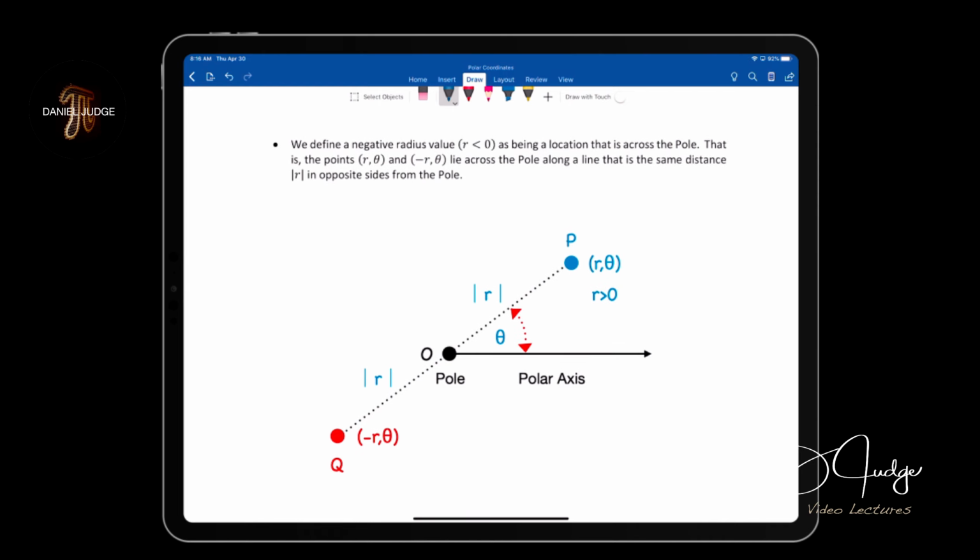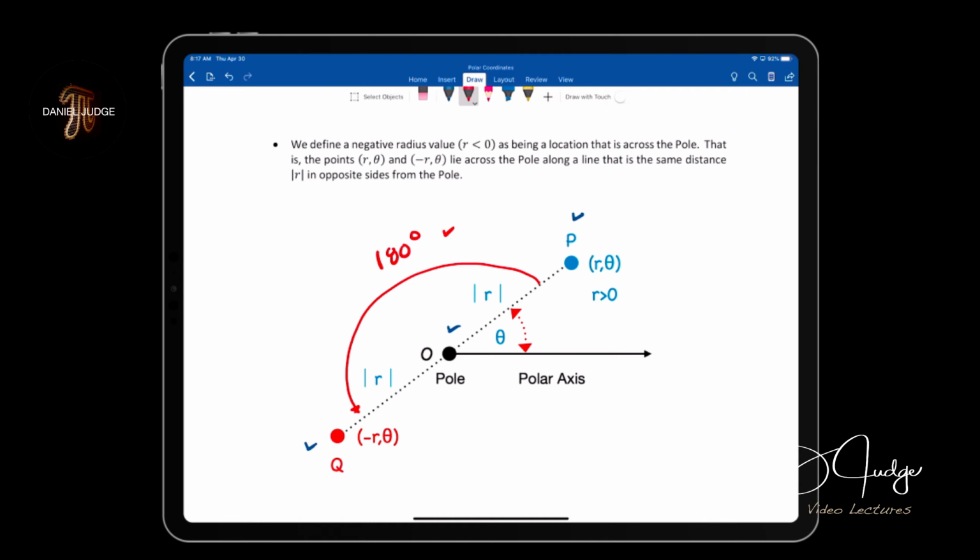We're going to define a negative radius value. We're going to have this idea of a negative radius value as being a location that is across the pole. What we mean by across the pole, ladies and gentlemen: here's P, and across the pole, here's the pole. That's across. If you notice, this should measure 180 degrees. So when we say across the pole, it's about 180 degrees difference.